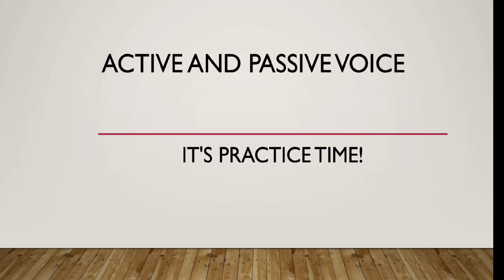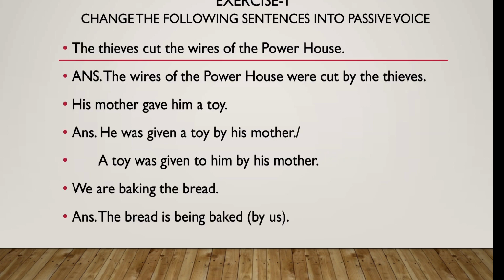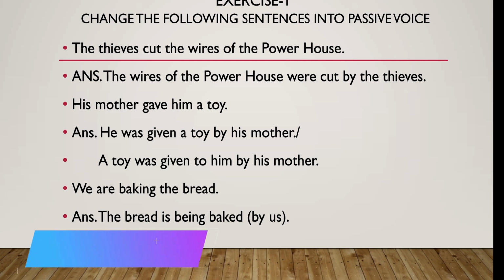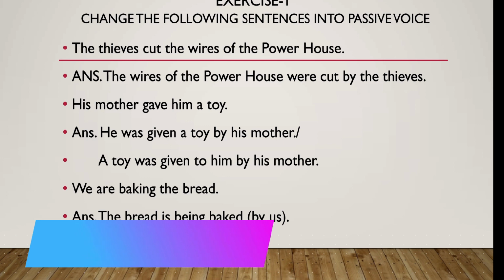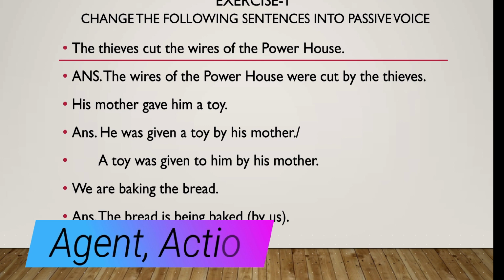2 of them we will do in this lesson and 1 is for your home assignment. Here is the first exercise. I have tried to incorporate all kinds of sentences in this exercise so that if you have any doubt, that can be resolved here. The first sentence is, the thieves cut the wires of the powerhouse. So we need to identify 3 things.